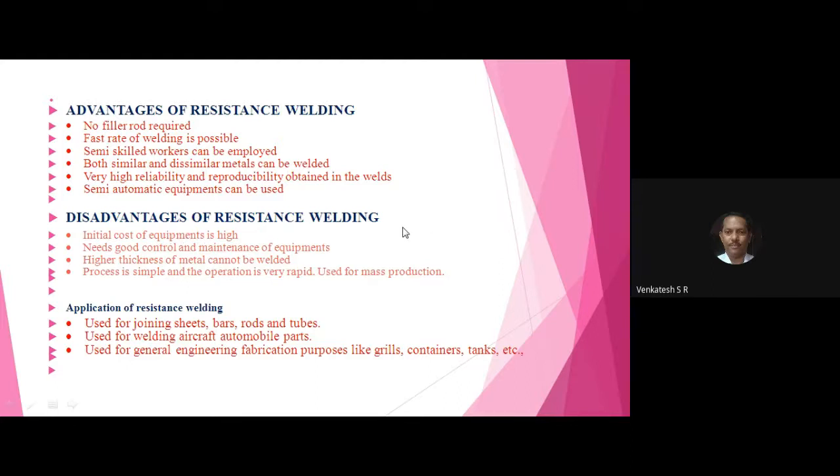Disadvantages: the cost of the initial equipment is high and the maintenance of the equipment is high. Nowadays, the cost of the electric current is also high. So these are the disadvantages.